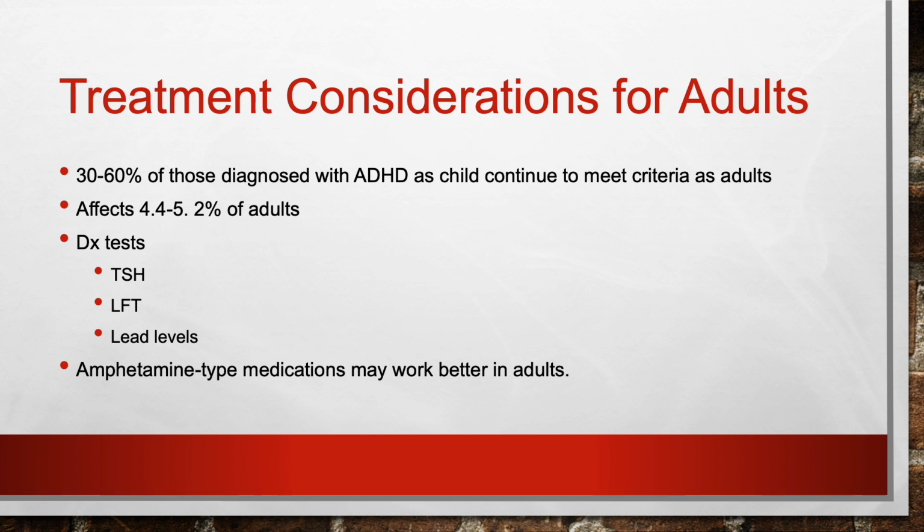For many children, the symptoms disappear as they go into adulthood. However, 30 to 60% of those diagnosed with ADHD as a child continue to meet the criteria as an adult. ADHD affects around 5% of adults. Adults may need some other diagnostic tests to rule out potential causes of their persistent symptoms. And then there are some studies that show that amphetamine-type medications may work better in adults.